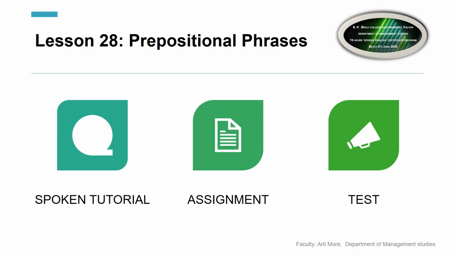Today's lesson is Prepositional Phrases. We are going to learn many things about prepositional phrases today. This lesson consists of a spoken tutorial and an assignment. Later, after completing the spoken tutorial and the assignment, you have to appear for a test. So students, please listen very carefully. Happy learning.